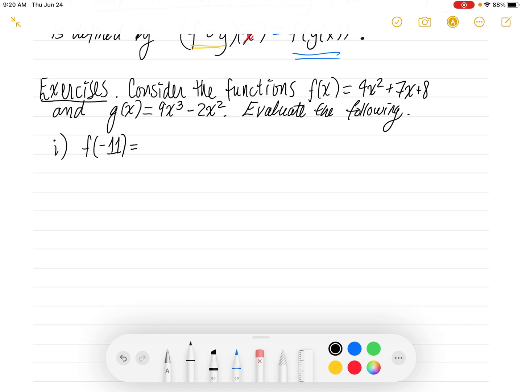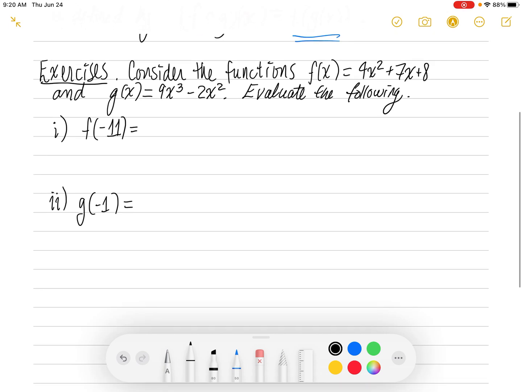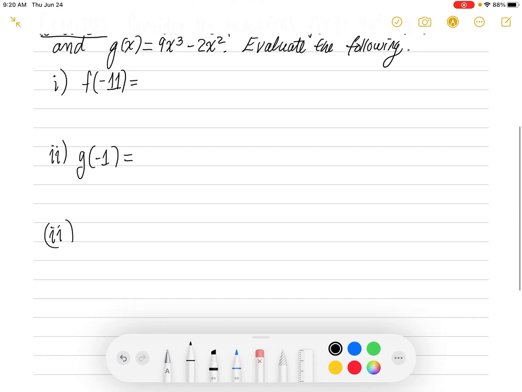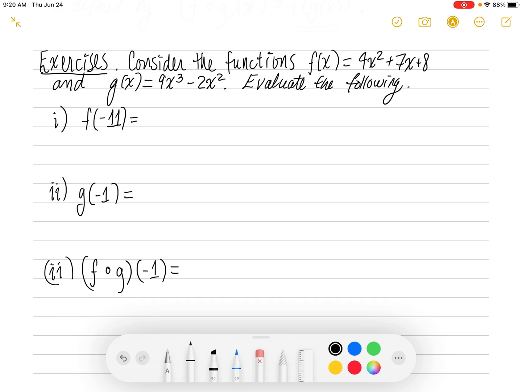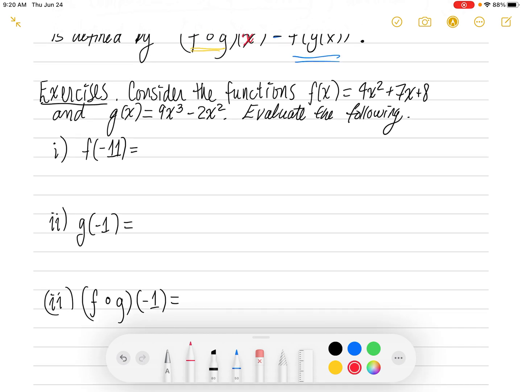And number one, we want to evaluate simply f of minus 11. And then number two, after we do that, we want to evaluate g of minus 1. And then after we do that, we want to do a 3. We want to evaluate f circle g, or f composed with g, of negative 1.